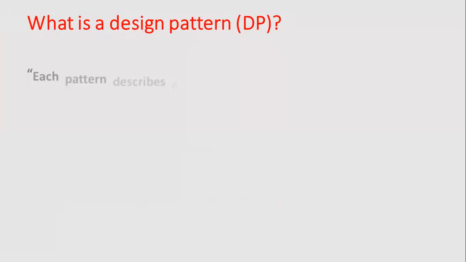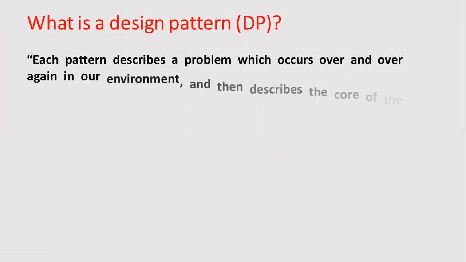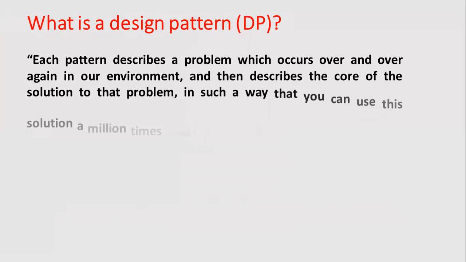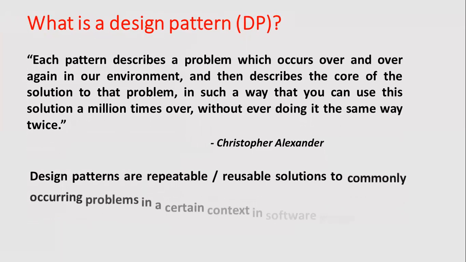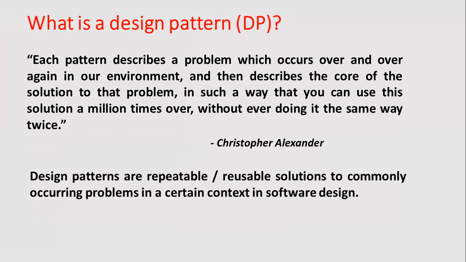Now, let us see what a design pattern is. Christopher Alexander says that each pattern describes a problem which occurs over and over again in our environment, and then describes the core of the solution to that problem in such a way that we can use the solution a million times over without ever doing it the same way twice. What he says is true about object-oriented design patterns. Our solutions are expressed in terms of objects and interfaces, but at the core of both kinds of patterns is a solution to a problem in a context.